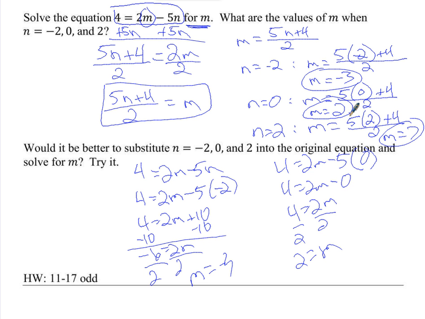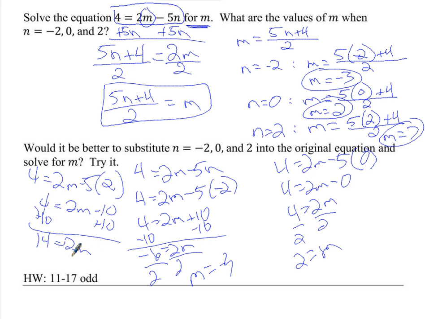I'm out of room on the right side, so I'll move over here. Try the third one. 4 equals 2m minus 5 times 2. So now I got to multiply these two things together. All right, so I got 4 equals 2m minus 10. So then I got to add 10 to both sides. And I get 14 equals 2m. So then I divide both sides by 2, and I get m equals 7. I get the same answer every time.